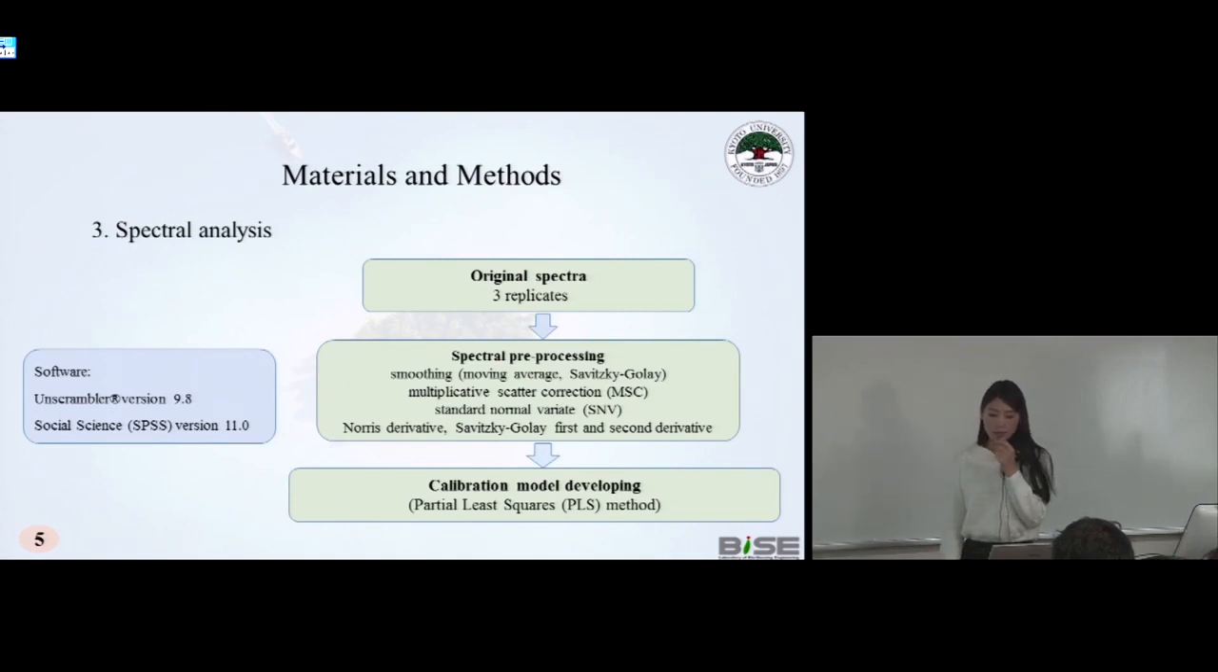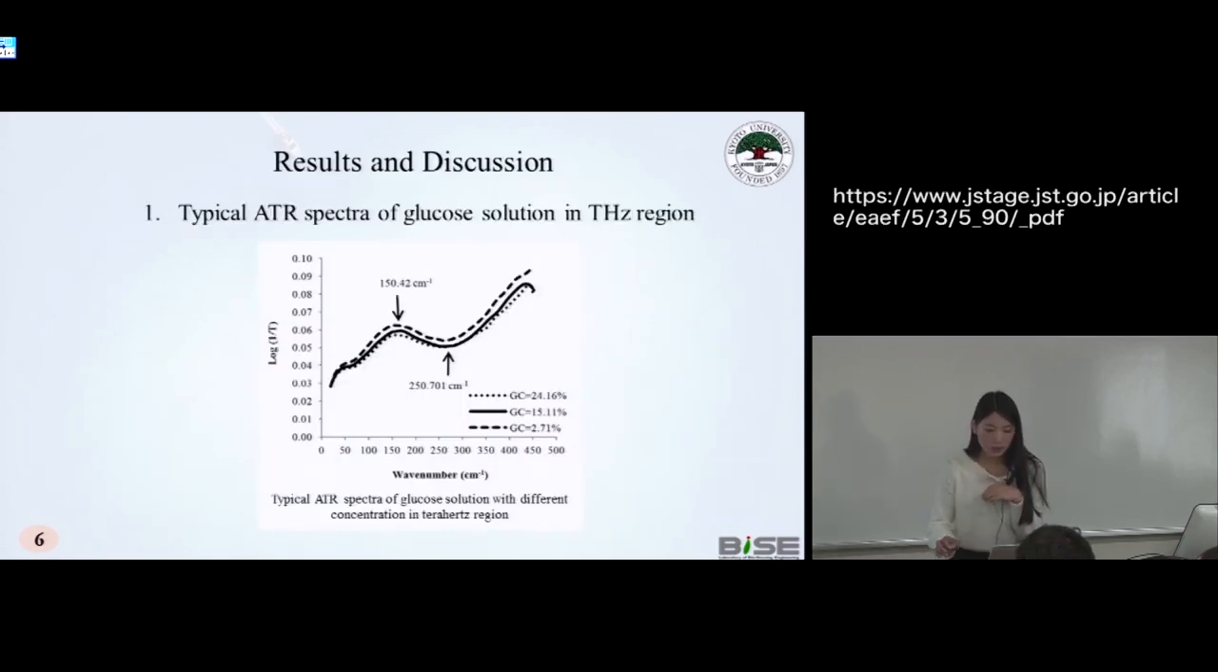3, spectral analysis. The spectral data were analyzed by Unscrambler. The original spectrum was the average of 3 replicates, and then pre-processed by the following methods, and then the calibration model was developed by partial least squares regression method, short for PLS regression method. About the results and discussion.